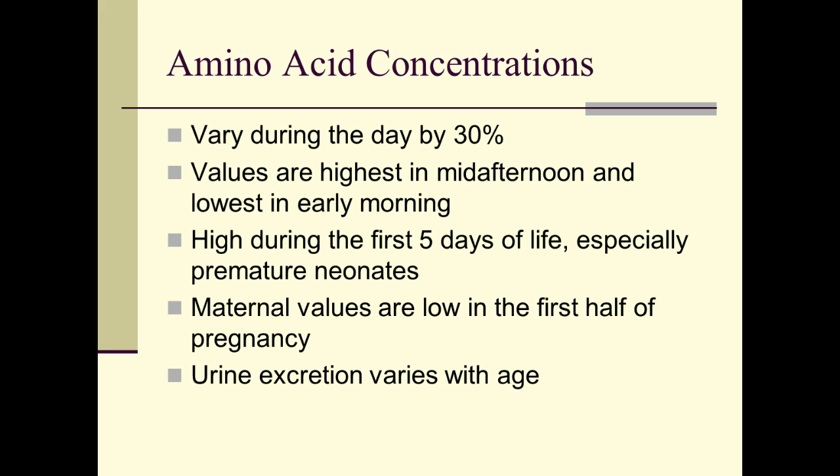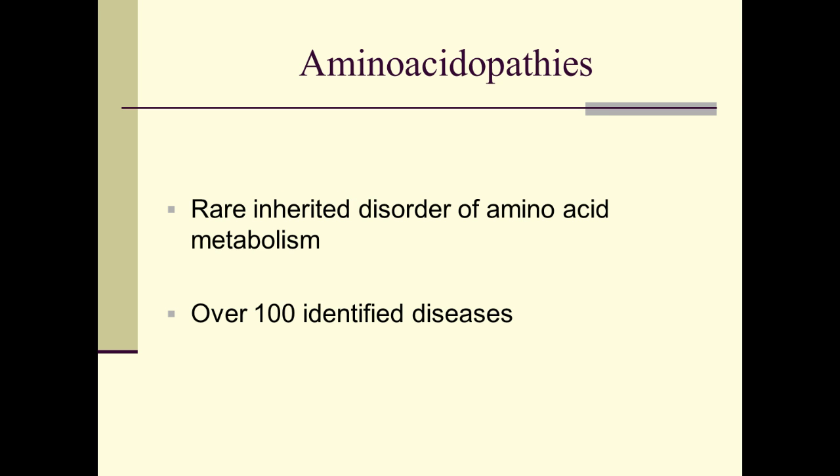So our amino acid concentrations vary during the day by 30%. I would imagine it goes up and down depending on your diet and what you're eating. We find that they're very high during the first 5 days of life, especially with premature neonates. And maternal values are low in the first half of pregnancy, probably because they're being used in the production of a fetus, I would imagine. Urine excretion varies with age as well. I would imagine as you get older and your kidney function decreases, you probably would not have the amino acid concentration in your urine per se as you would if you were younger.